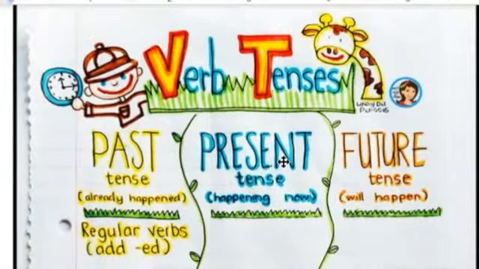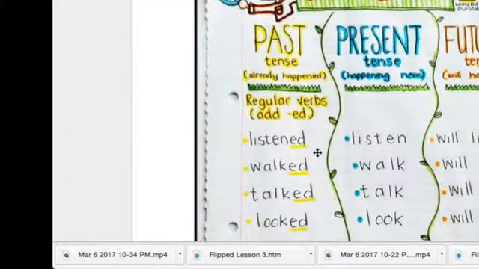Now, as stated in the video, verb tenses tell us at what point in time something took place. So, past tense means that it already happened, while present tense means it is happening right now. Future tense means it will happen.